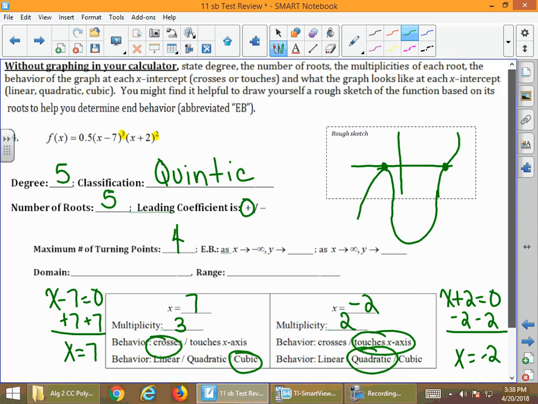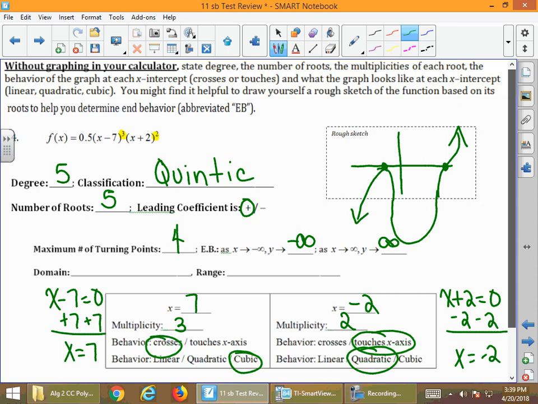And now we can see our end behavior. As x approaches negative infinity, our graph is going downward towards negative infinity. As x approaches positive infinity, we didn't even really need to have the picture to draw this, because we know our leading coefficient is positive, so we're going to finish going positive, which is going upward towards positive infinity.